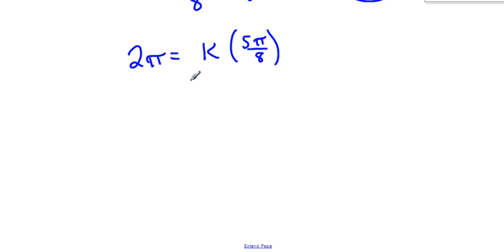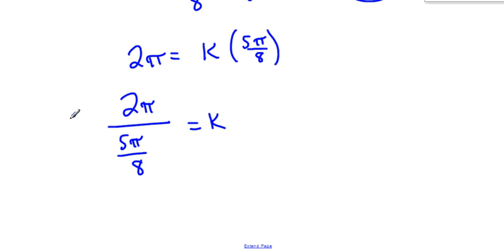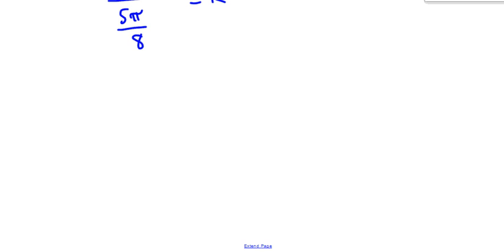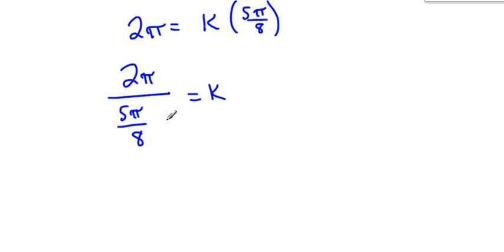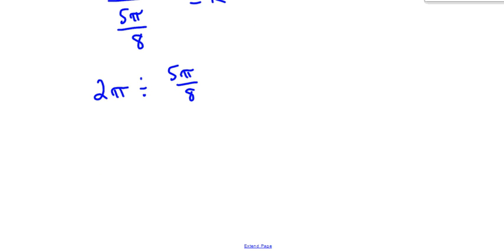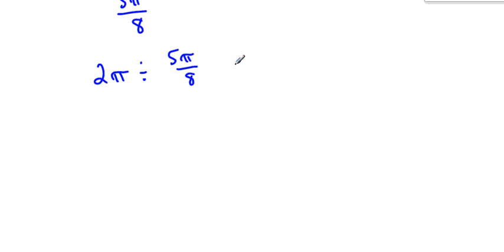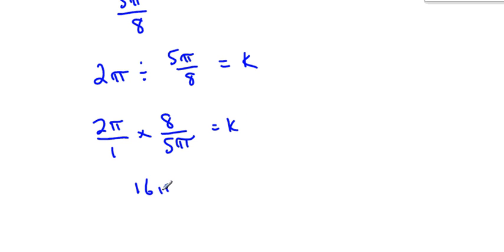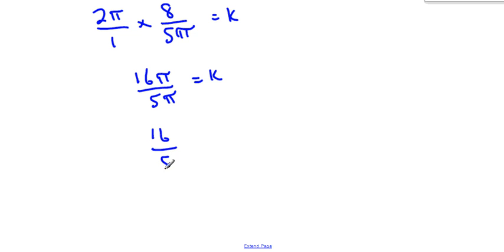Well, now that I've set it up with a formula, I know that I just have to divide 2 pi by my angle, and that'll tell me how many times I rotate that 5 pi over 8 angle. It looks kind of complicated, but don't sweat it, because remember I could write this as 2 pi divided by 5 pi over 8, which means I can just write it as 2 pi over 1 times 8 over 5 pi. So that's going to give me 16 pi over 5 pi. And of course, the pi's will cancel out. So 16 over 5 equals k. And let's get that as a decimal, 3.2.